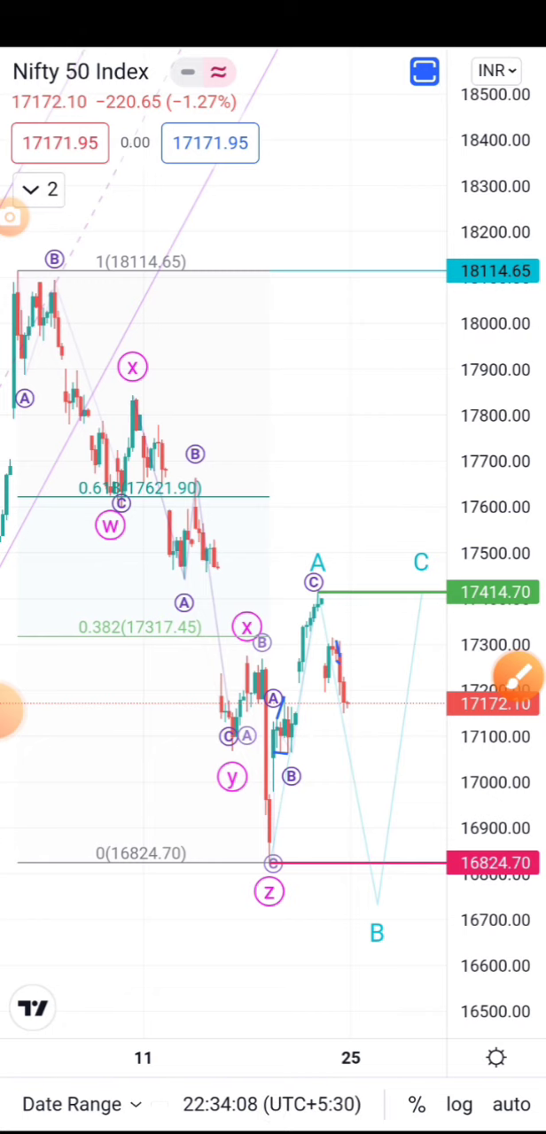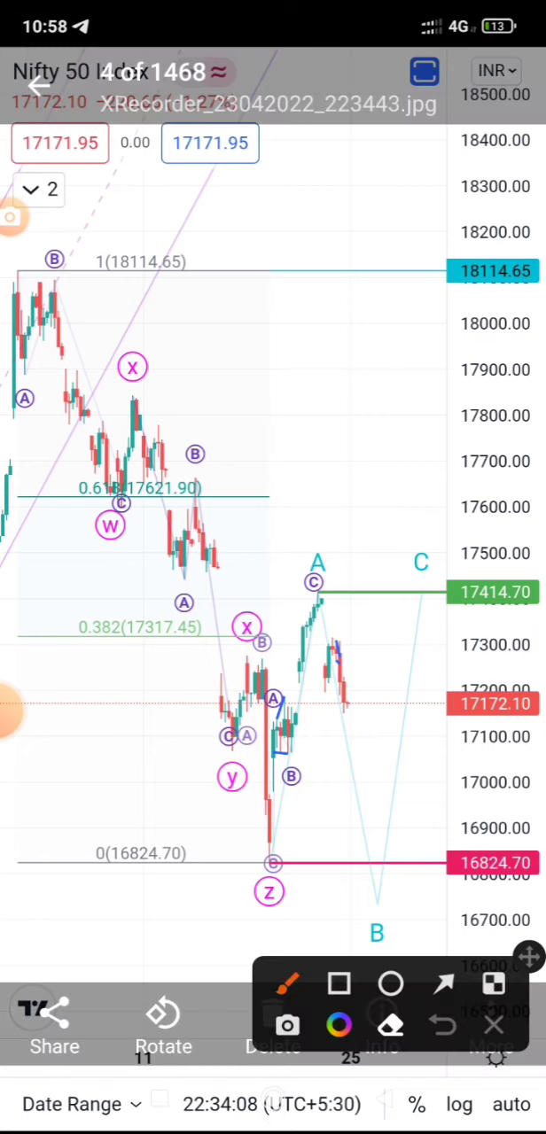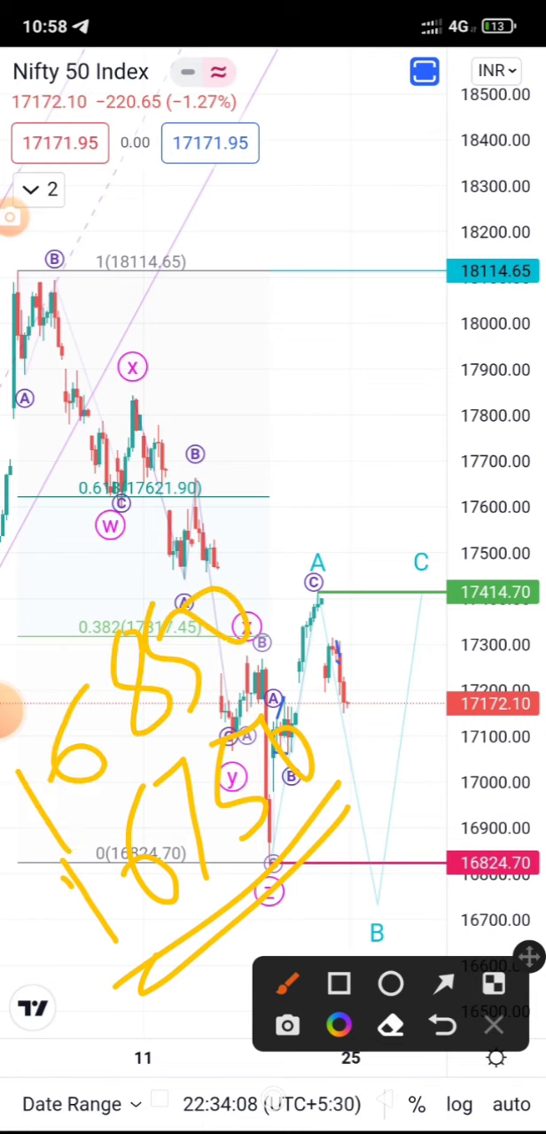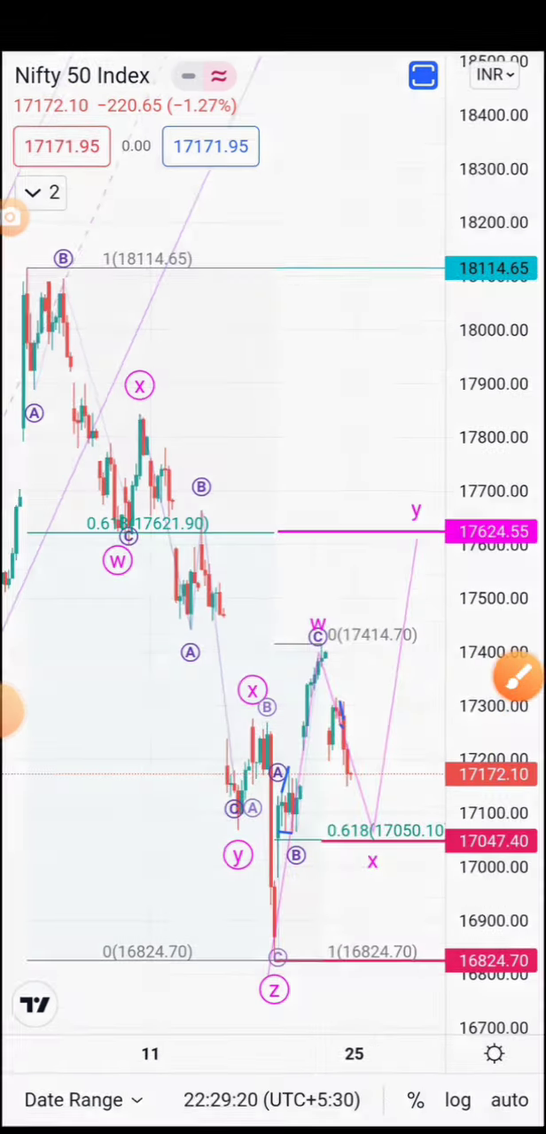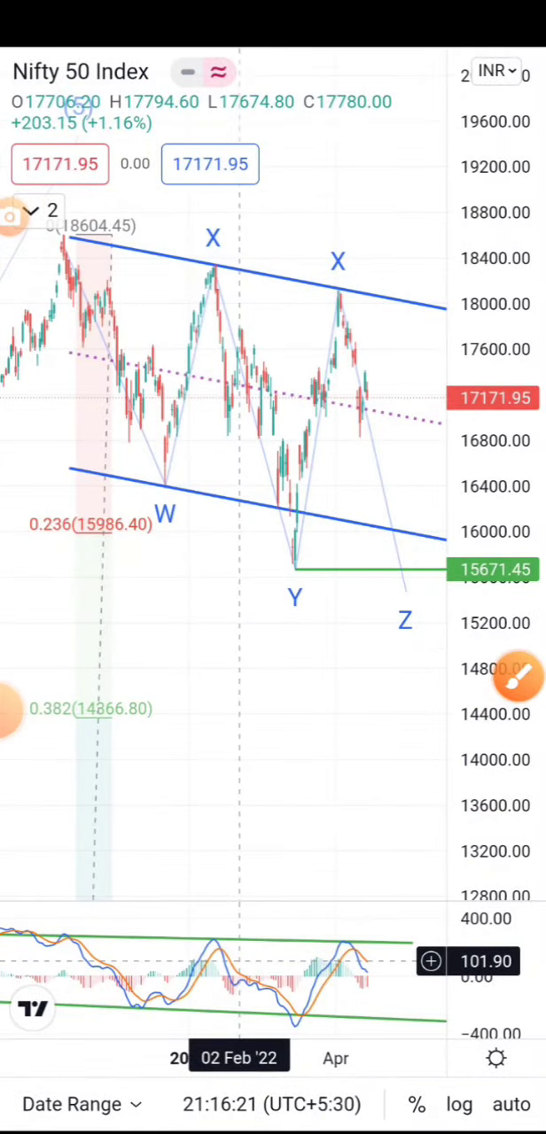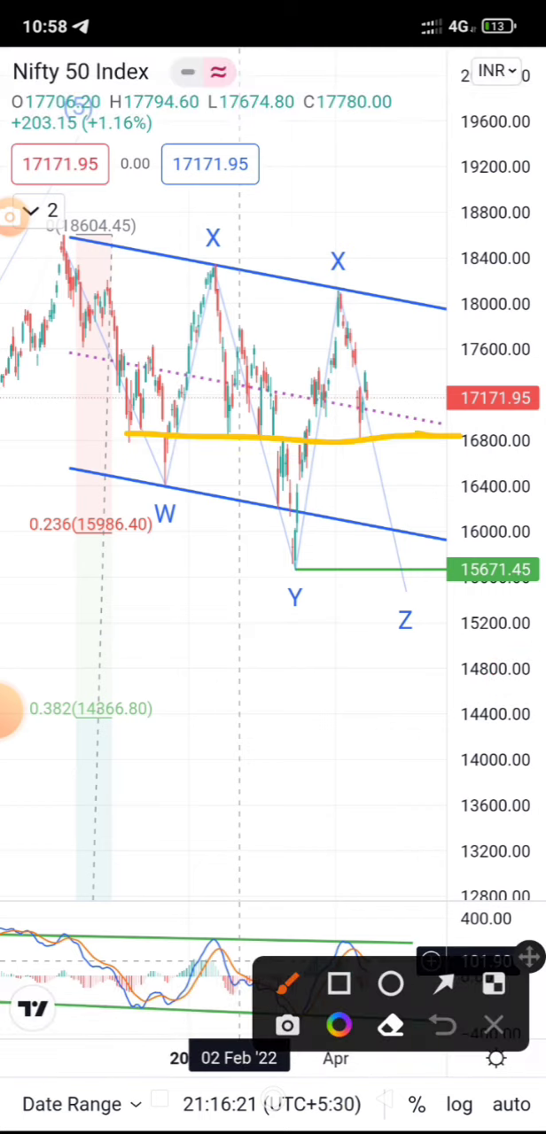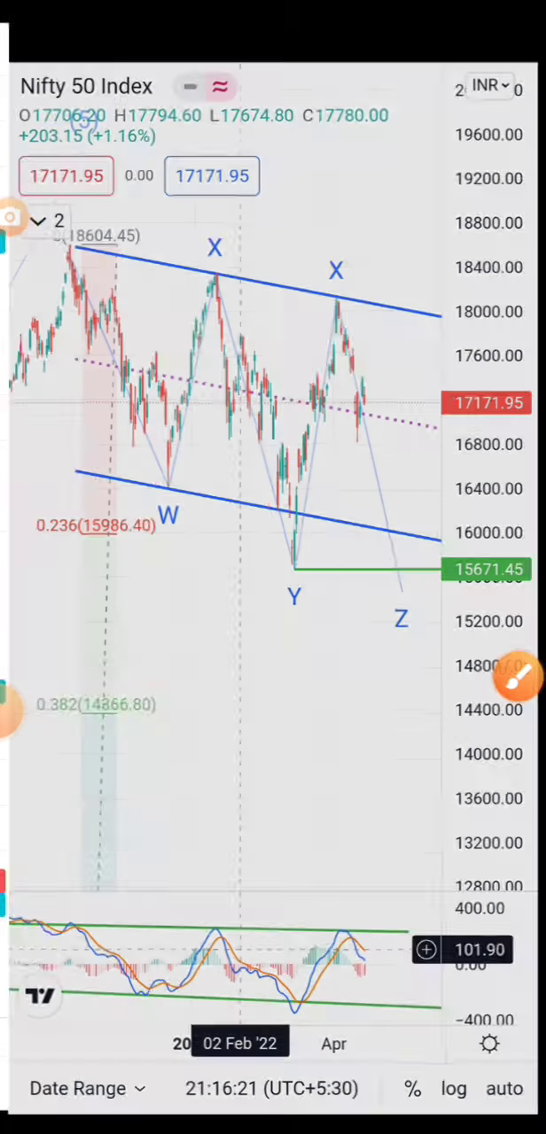So what I'm expecting in this pattern is the B wave to end near 16,750, because in our earlier video we mentioned that 16,850 to 16,750 is a major support area. You can check here in this chart. Here you can see that this is a major support area in this zone, so it could find support there.